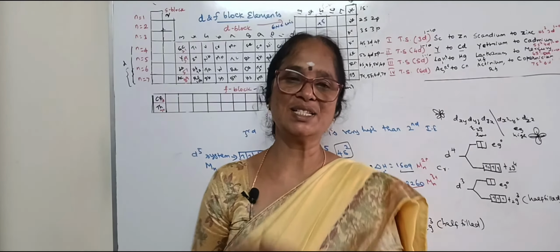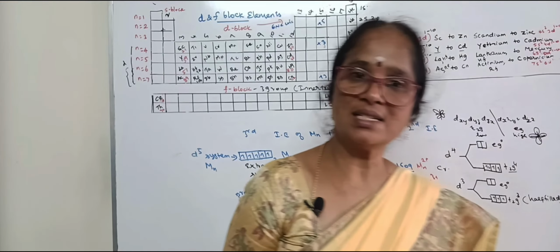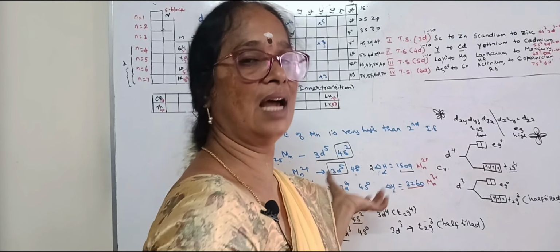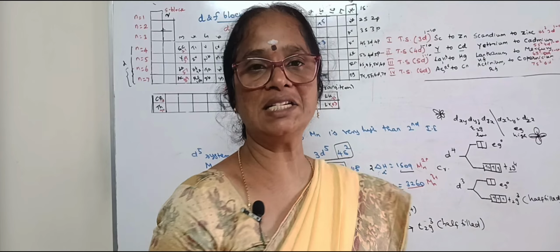Okay students, let us close today's session. We discussed ionization enthalpy, atomic radii, ionic radii and the oxidation states of transition metals.